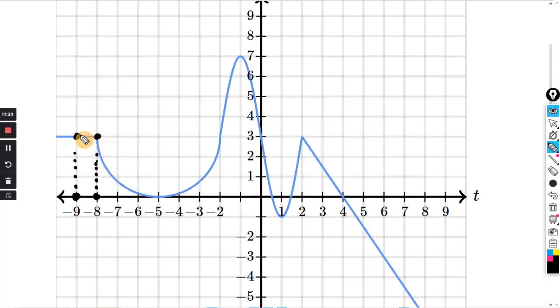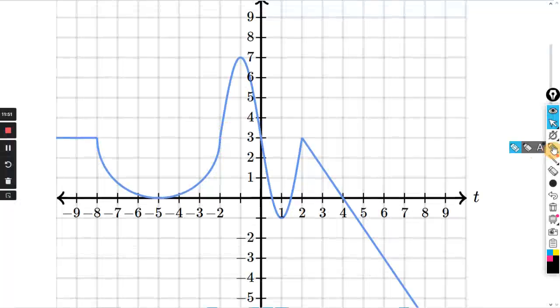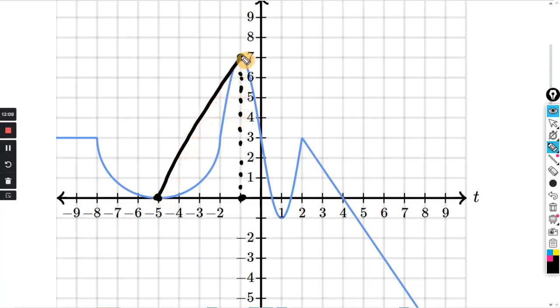So connecting those points, what is the slope? Well, if the slope is just like that, that's a slope of 0. So that one is no good. That's not negative slope or negative rate of change. Let's try -5 to -1. Here's -5, here's -1. This one's already on the graph. If we trace x equals -1 to the graph and connect these 2 points, that goes up and to the right. That is a positive slope, so that one's no good. We're looking for negative.